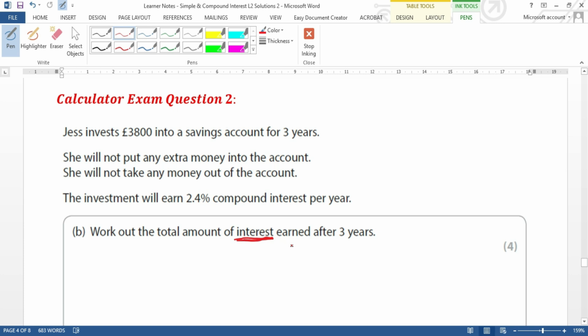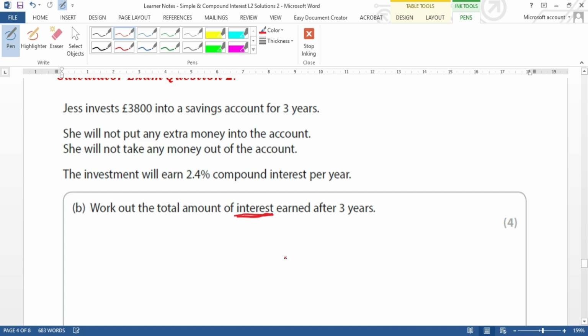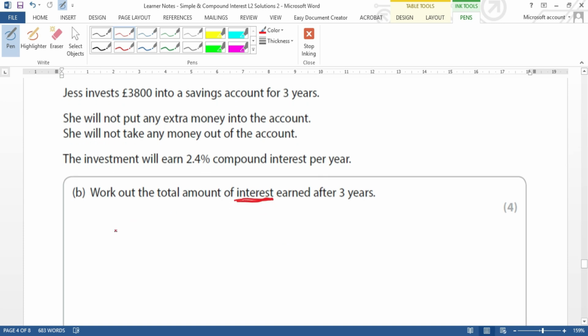Notice, in the previous practice questions, they ask for how much is in the account at the end of 3 years or 4 years or whatever. This one is asking for just the interest. So it starts off the same. I will still use the formula, same as before. So she invests £3,800. Open brackets. Because it's an investment to do with a bank account, definitely 1 plus. And it's 2.4%. Close my brackets. And it's for 3 years.